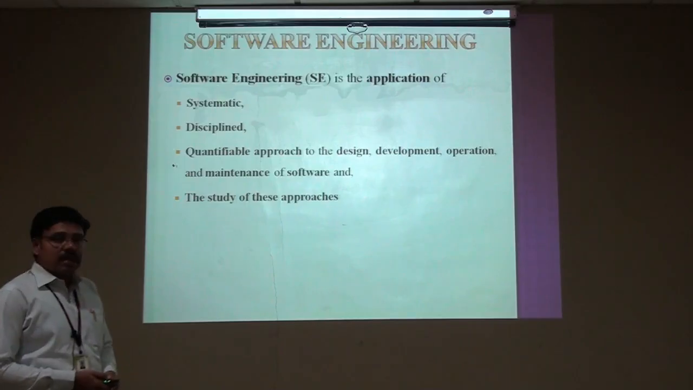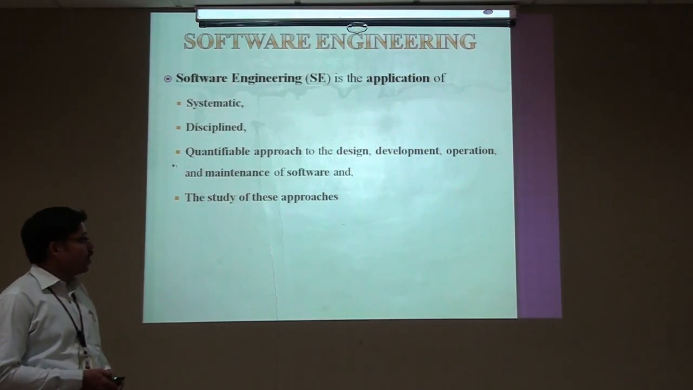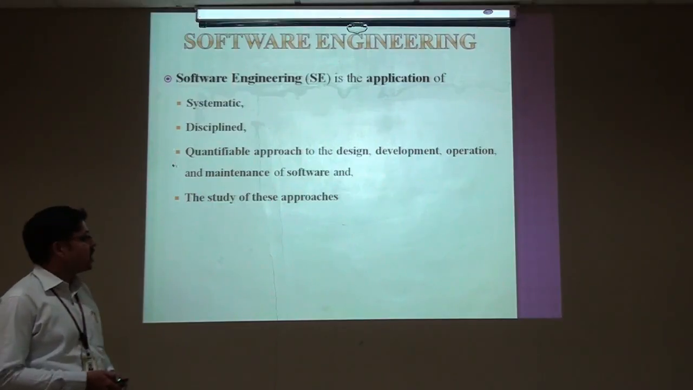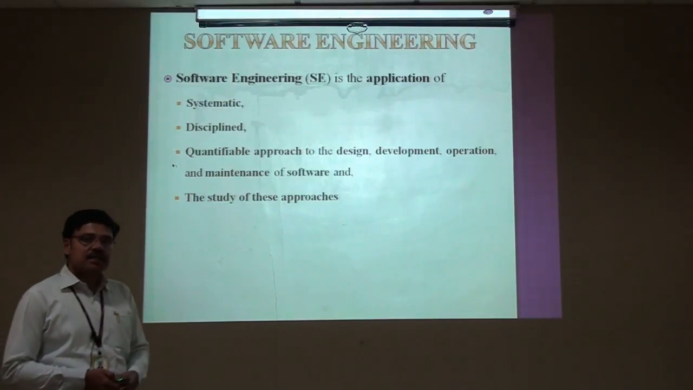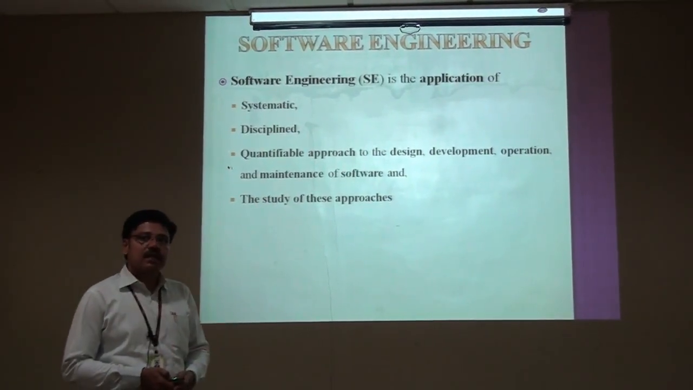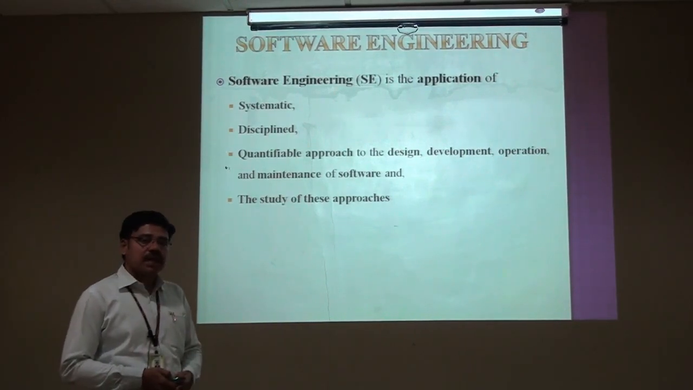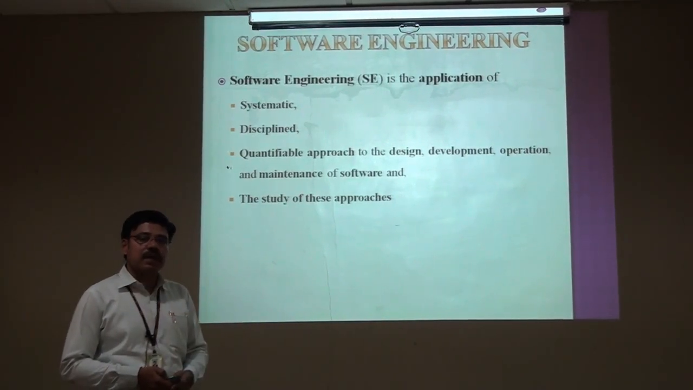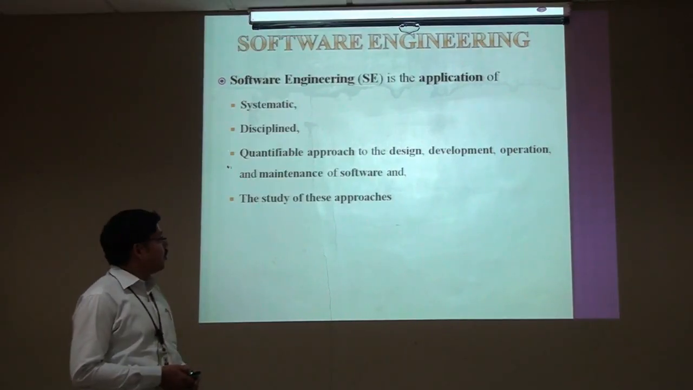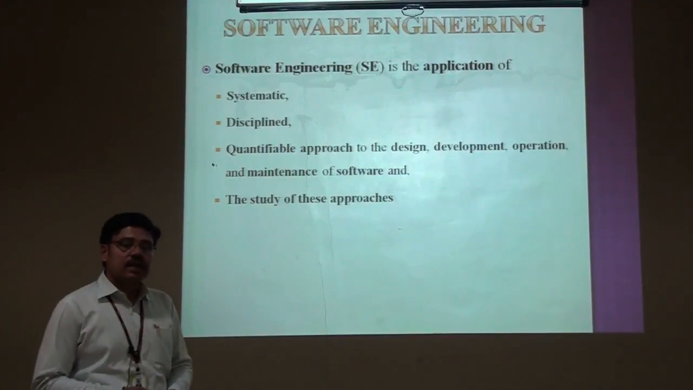So software engineering is the application of a systematic, disciplined, quantifiable approach to the design, development, operation and maintenance of software, as well as the study of these approaches. It is systematic because we will be following the process model step by step, and it is a disciplined approach because we will be developing the product in a quality manner, and we have to design, develop, operate and maintain the software, and we are going to learn these approaches.